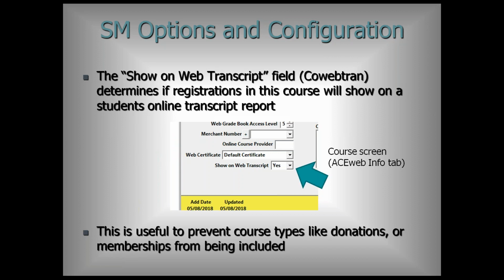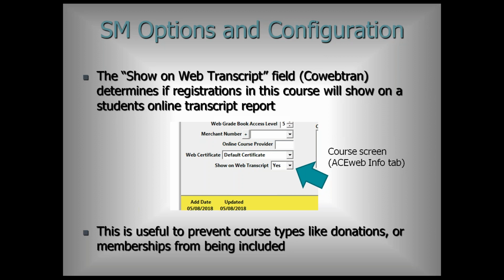The next field on that same tab of the course screen is called Show on Web Transcript or CoWeb Tran. Now what this one does is it determines if registrations in this course are going to show up on a person's transcript when they click that My Transcript button. So again, you'd probably want to not include things like donation courses or membership courses when a person is viewing their transcript. So that's a pretty handy feature.